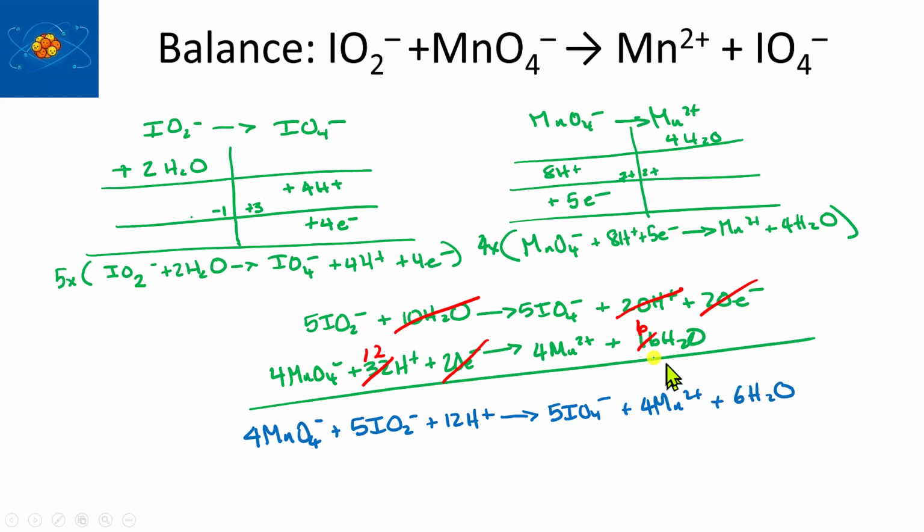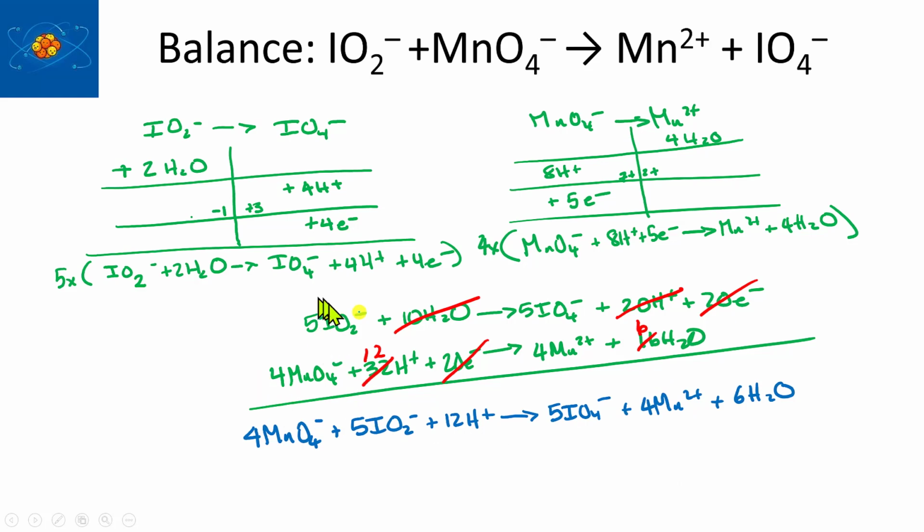And again, my standard trick, we'll check the charges, right? So this is 5 negatives here, 4 negatives here, so that's 9. And then I have 12 positives, so that leaves me plus 3 overall. Here I have 5 negatives, and then 8 positives, so that's plus 3 overall. So most likely this is balanced correctly, even without checking the hydrogens and the oxygens.